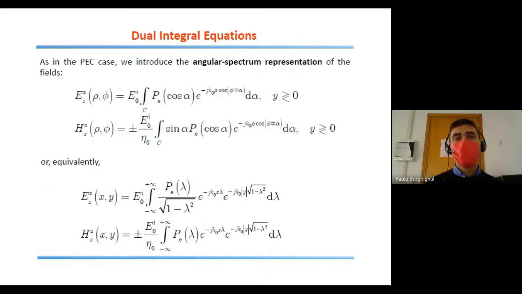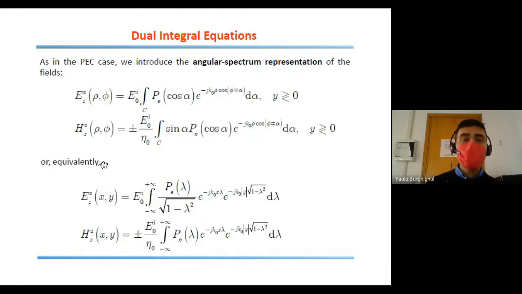And so we will introduce from the beginning the angular spectrum representation of the fields. This means that the electric field is represented in terms of this kind of integral in which P sub E is the spectrum as a function of the cosine of alpha, which is the spectral angle. And correspondingly, you have the representation for the magnetic field, in which inside the integral there is also an additional sine of alpha factor.